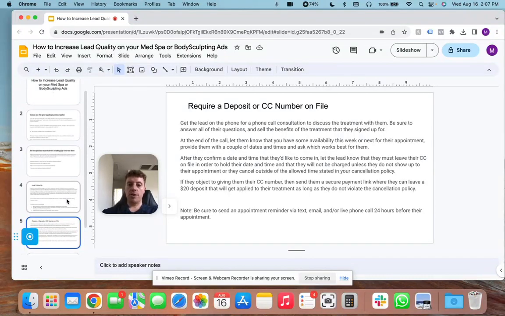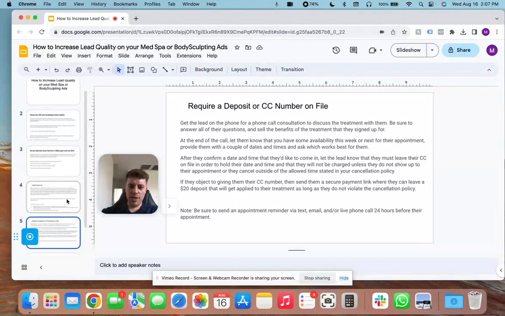And then they won't be charged unless they don't show up for their appointment, or they cancel outside of the allowed time that's stated in your cancellation policy. So, you want to make sure to have a cancellation policy somewhere on your website that you can always refer them back to. But you just let them know that, hey, we either need to keep your card on file, or we just require a $10 or a $20 deposit that's going to get applied to your treatment. This is just to make sure that you show up for your appointment, because our staff is going to be on hand waiting for you.